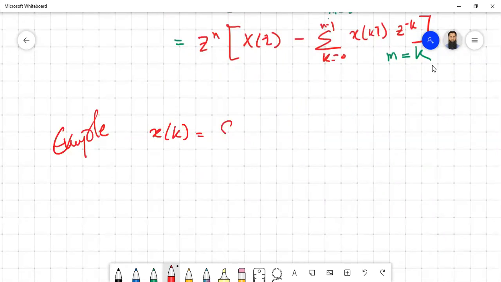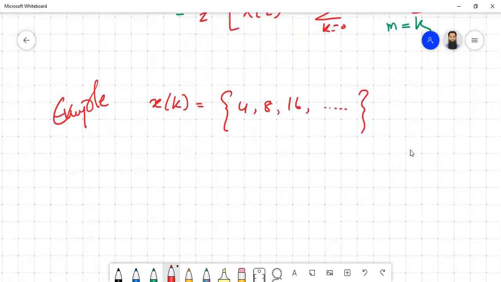x(k), the series is given, that is 4, 8, 16, and it goes on. So this is your causal sequence. If a causal sequence is given, how can we figure out the values? We can write x(k) as an expression of 2 to the power k plus 2. As you can see, if k equal to 0, 2 to the power 2 is 4, k equal to 1, 2 to the power 3 is 8, k equal to 2, then 2 to the power 4 is 16. So it can easily represent this system where k equals 0, 1, 2 and so on.